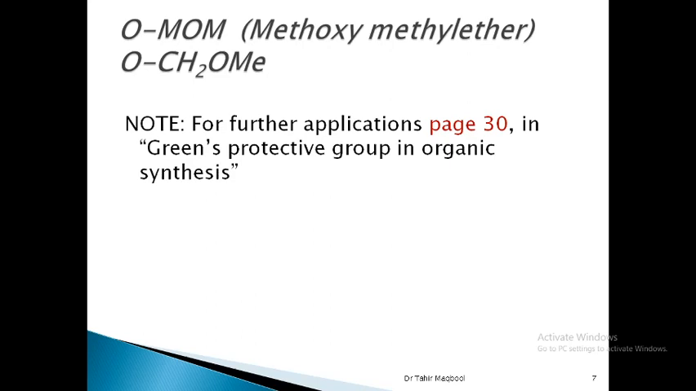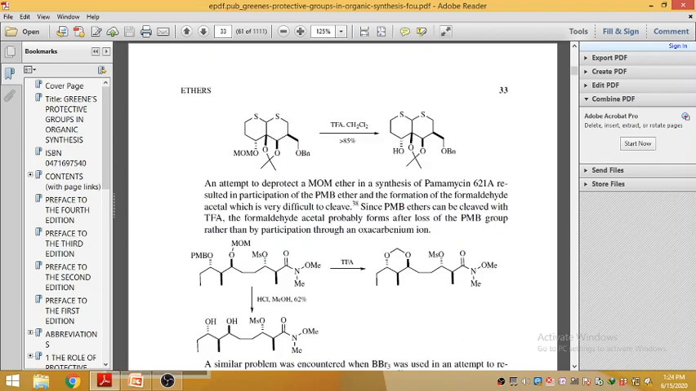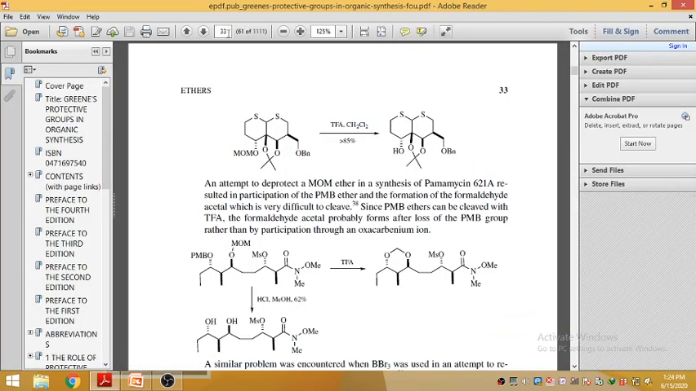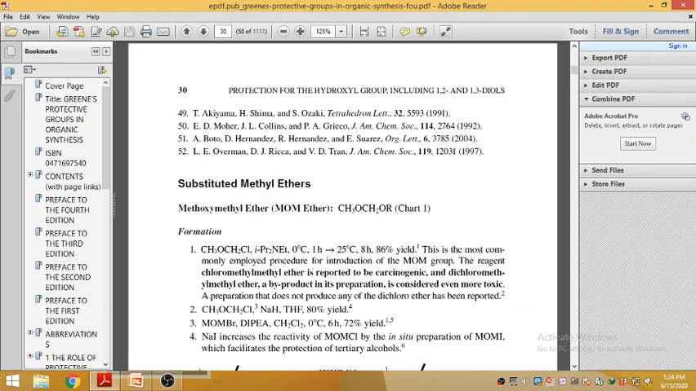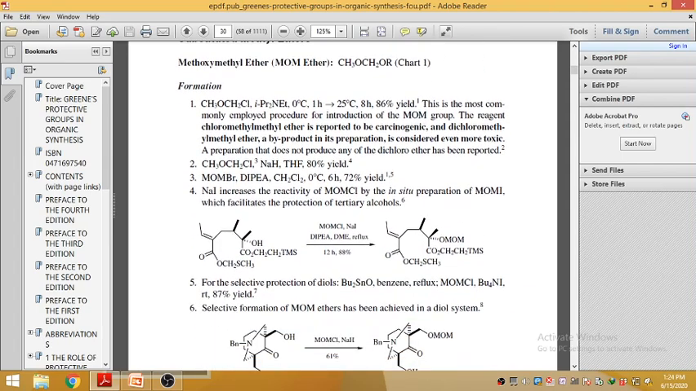For further application, you may also visit page number 30 of Greene's Protective Groups in Organic Synthesis. I can show you the book here. So page number 30, sorry. So page number 30. अब यहाँ पे आपके पास MOM इधर उसकी फॉर्मेशन और क्लीवेज दोनों डिस्कस की गई हैं.